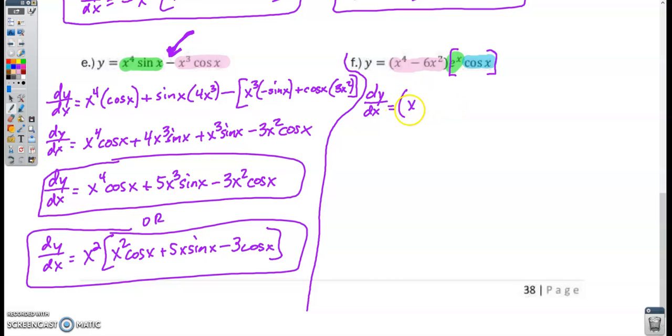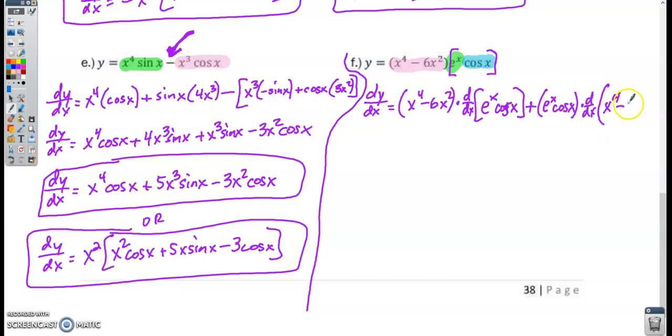That's going to be x to the fourth minus 6x squared, and I'm going to even put an intermediate step in here, times the derivative of e to the x cosine of x, plus e to the x cosine of x times the derivative of x to the fourth minus 6x squared.